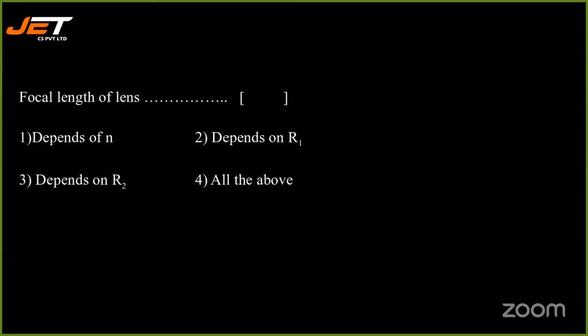Moving on to the next question. Focal length of a lens depends on what? Does it depend on n? Depends on r1, depends on r2. By the way, what is n? Even in the lens maker's formula, we have n minus 1. n is nothing but the refractive index.